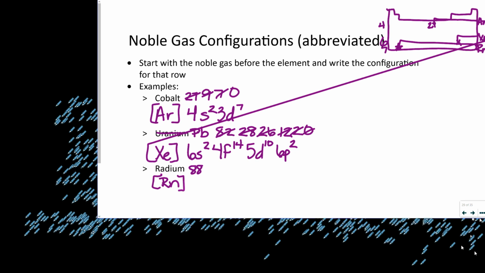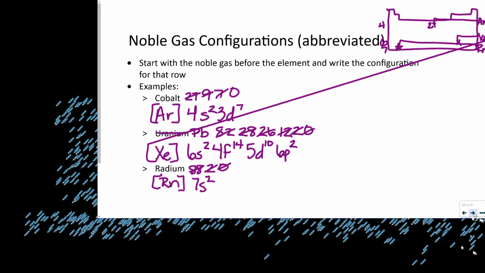And that accounts for 86 of our 88 electrons. Then we only have 2 electrons left that we need to place. Since radium is on the 7th row of the periodic table, we're going to start at 7s. And that is 2 elements across, or it can hold 2 electrons. And then we're out of electrons. So that is much shorter than writing out a full configuration.